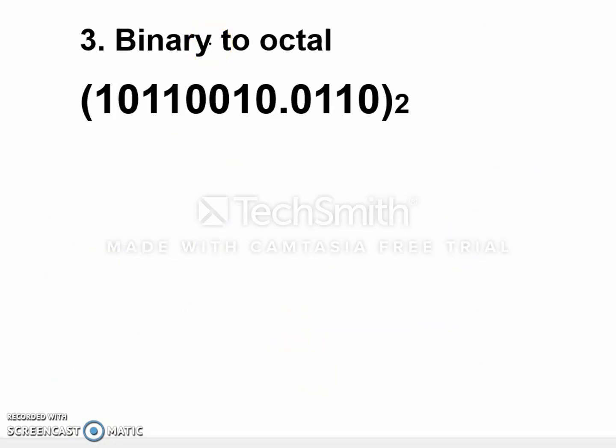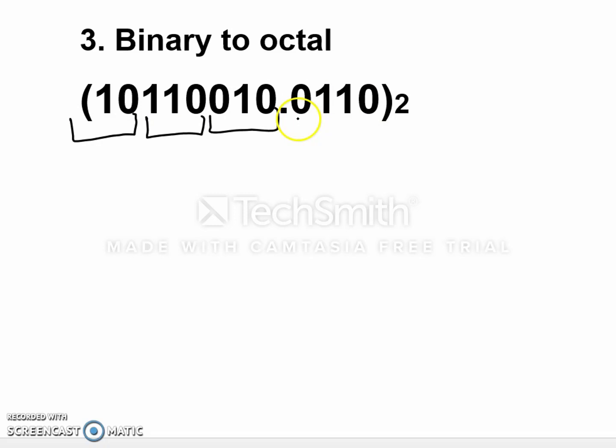Now we will learn the third method, that is binary to octal. The given number is in a binary format. To convert a binary number into octal, we need to form groups of 3. So for the integer part, we'll start from here. So this is group number 1, this is group number 2, and this is group number 3.